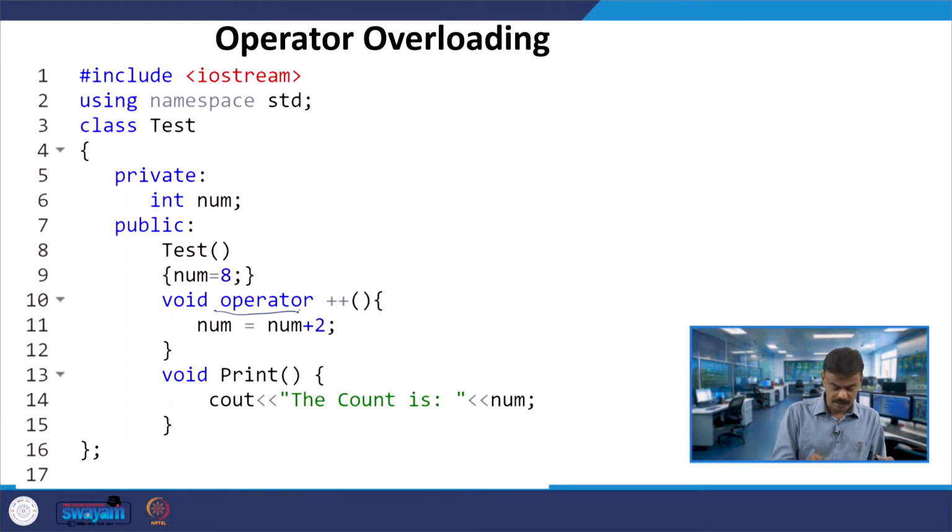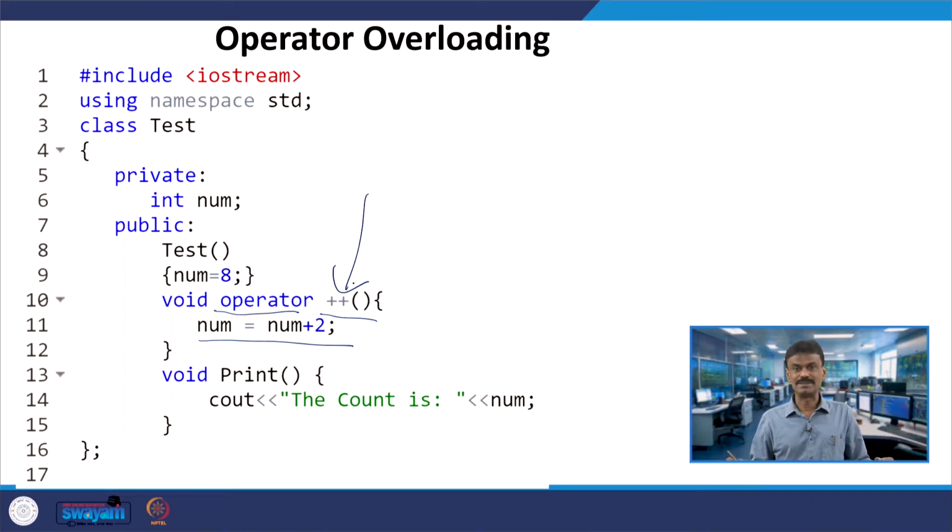You have the operator keyword and then plus plus, which means I am going to use plus plus for a different purpose. In plus plus, what I am doing is number is equal to number plus 2. Think about it as a function: when I call this, it has to invoke this particular function. Assume you have some object, a dot number initially should be 8, and it will be incremented by 2. We are going to see how that works out.